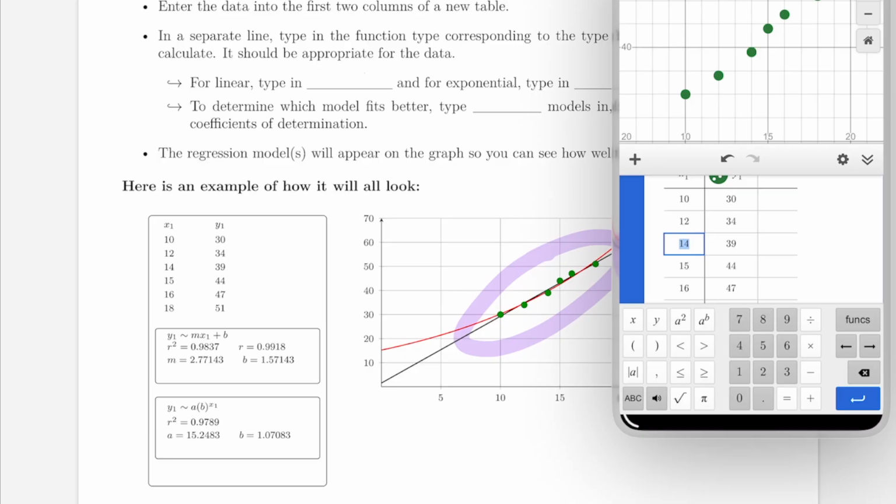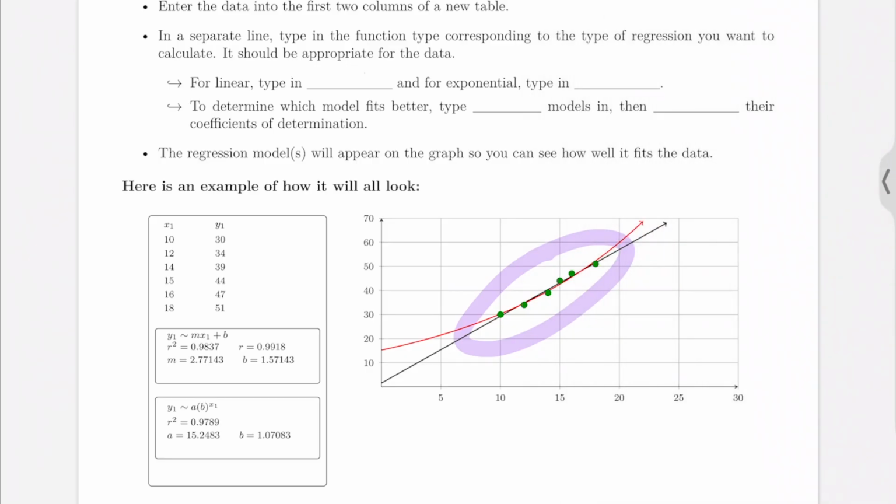Okay, so there's a couple different ways that you can get the linear and the exponential model. I'm going to show you two different ways. If you're using Desmos in test mode, if your teacher makes you use test mode, then you're probably going to have to do it this way. So for a linear model, we're going to type in y1 tilde mx1 plus b. And for an exponential model, we're going to type in y1 tilde ab to the x1 power.